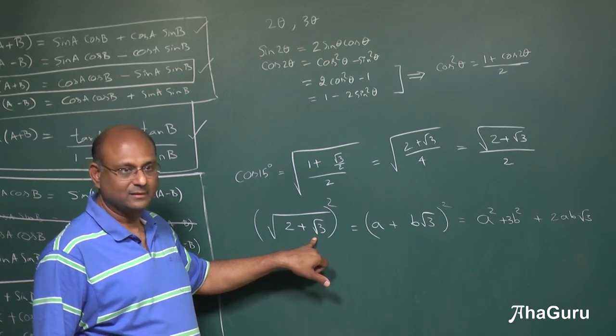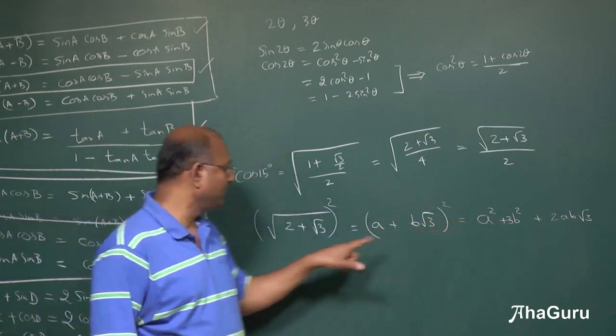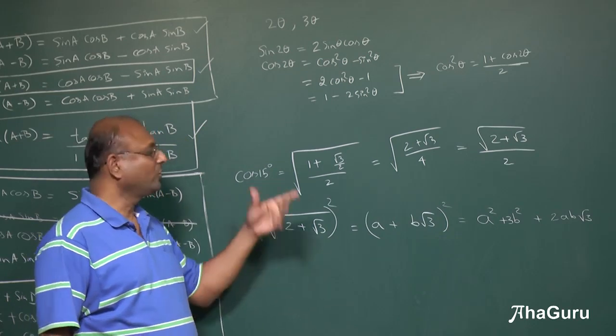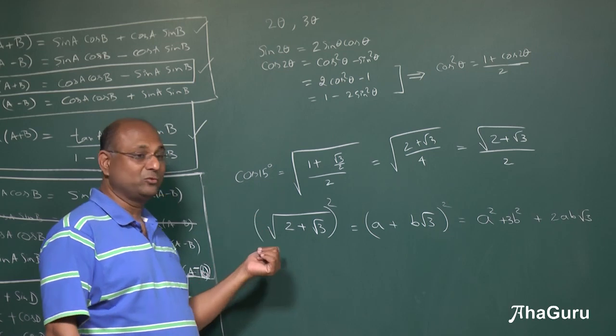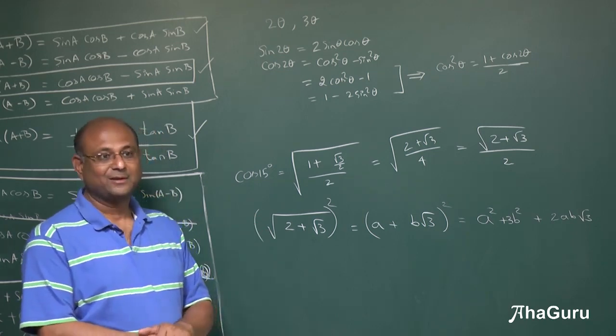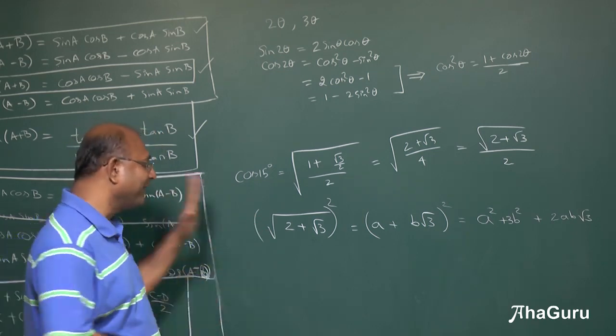Correct? 2AB root 3 should be equal to this. So 2AB should be equal to 1. And A square plus 3B square should be 2. That's a real mess. So here is a small golmaal trick.